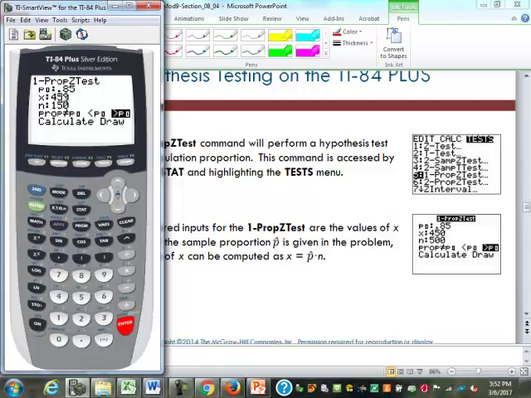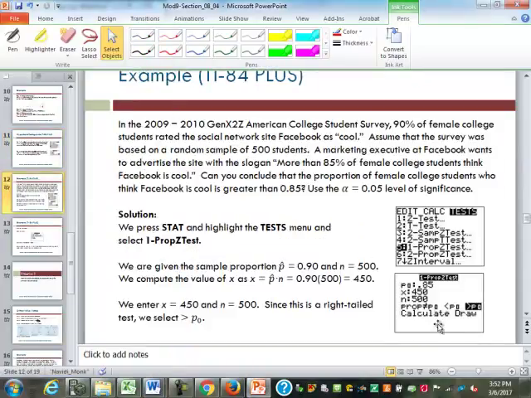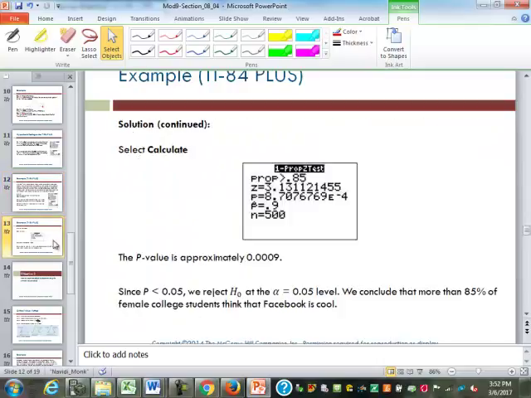Now, if that comes out to a decimal, sometimes the calculator will return an error depending on which version of the calculator you have. You may have to round that up or down. Then N, of course, is 500. Our alternative is greater than, so that's the alternative that we want. Hit calculate. And there it is. 8.7 times 10 to the negative fourth, or 0.0009 is our p-value. And there we go. Shows their printout right there. Same one we had.